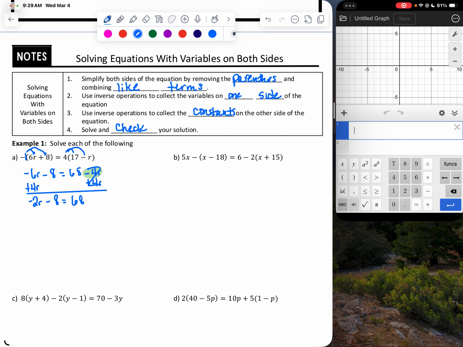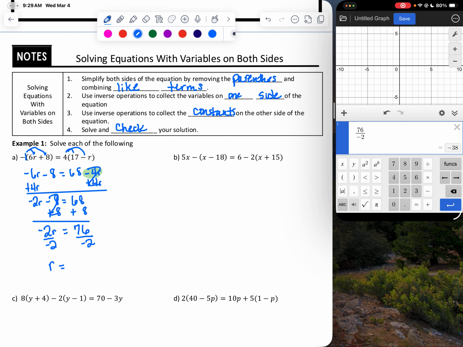Okay, so now we have a two-step equation that we're going to solve using inverse operations. So we'll add our 8. So negative 2r, this term zeroes out, equals 76, and then we'll divide by negative 2. So 76 divided by negative 2 gives us negative 38.